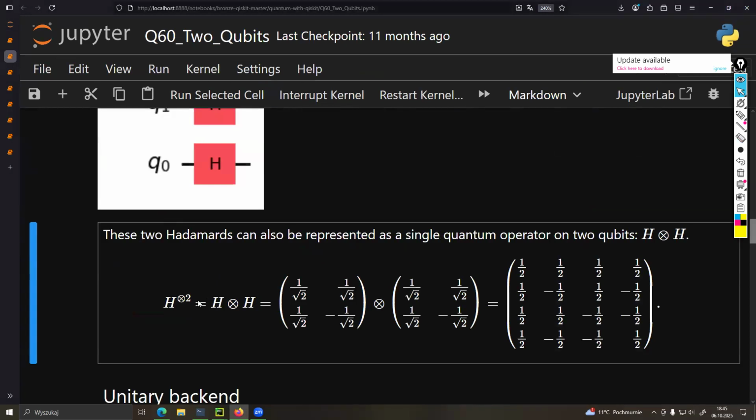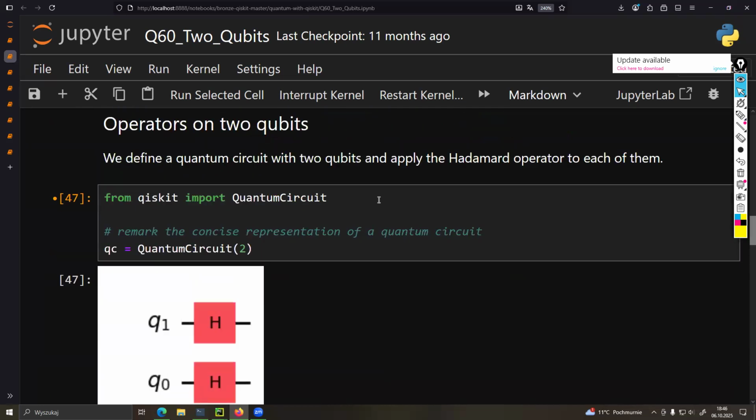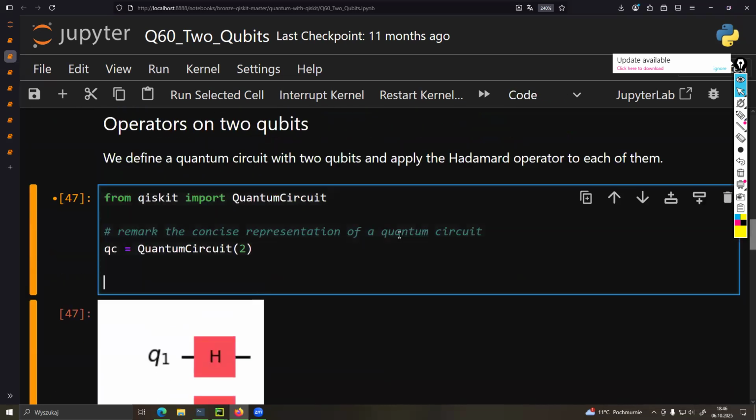So this is Hadamard tensor Hadamard, and if we calculate everything, we have a matrix that is filled with 1/2 entries and negatives somewhere where it actually matters. It pretty much comes from the tensor product itself. How do we represent it? How do we actually perform this? Well, we could do this in code twofold, in two ways.